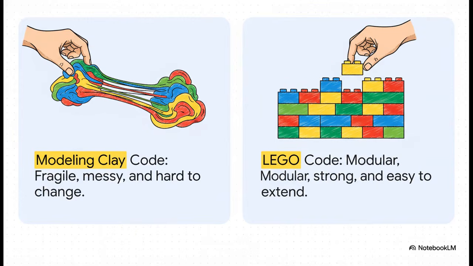And this really gets to the heart of it all. On one hand, you can write code that's like modeling clay. It's all mashed together, and any little change just makes a huge mess. Or you can build with Legos, using strong, modular pieces that snap together cleanly, and most importantly, predictably. Think of SOLID as the instruction manual for building with code Legos.